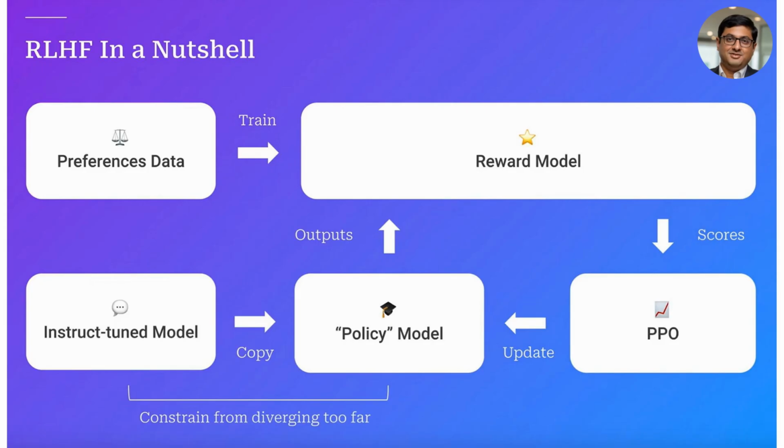This slide shows the overall summary of RLHF. Human preference data is used to train the reward model. The LLM is already instruction fine-tuned before RLHF. The output is generated using the current policy. The reward model provides a score for the output. This score is then used to improve the policy using the PPO algorithm.